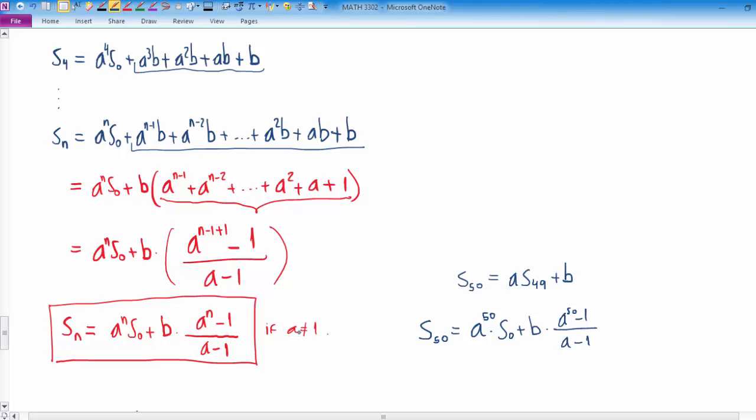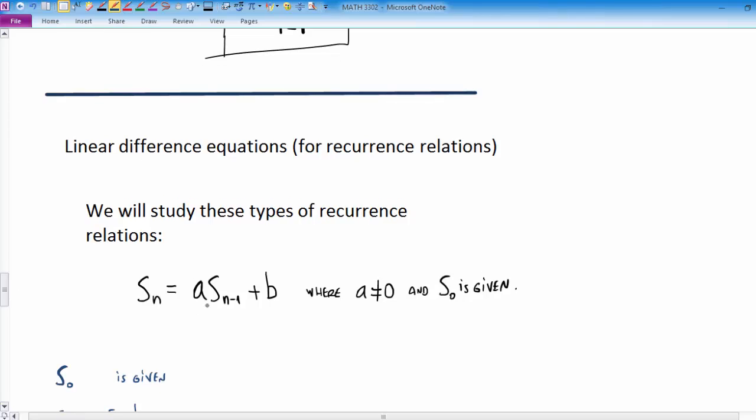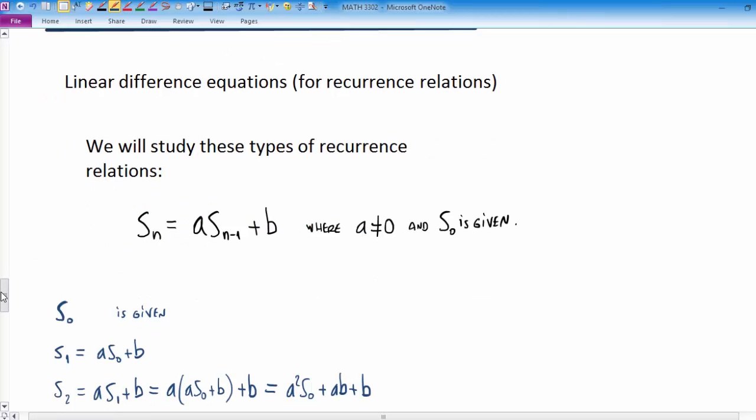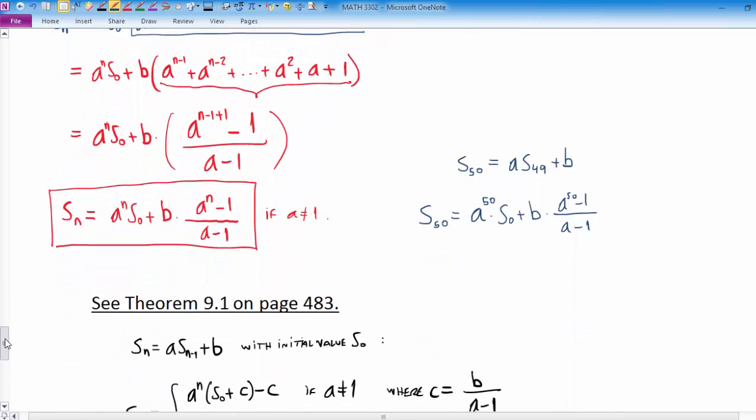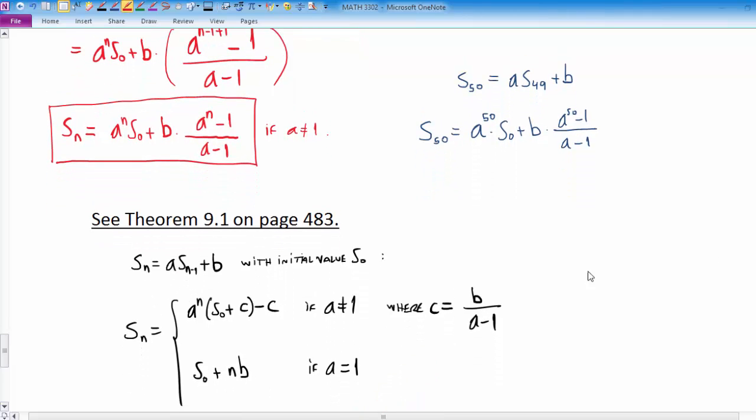Notice that this formula works only if A is different than 1. What happens if A is equal to 1? If A is equal to 1, then we simply have Sn equals Sn minus 1 plus B. And what is the difference now? What is the formula for that? S naught plus nB. Let's see why that is.